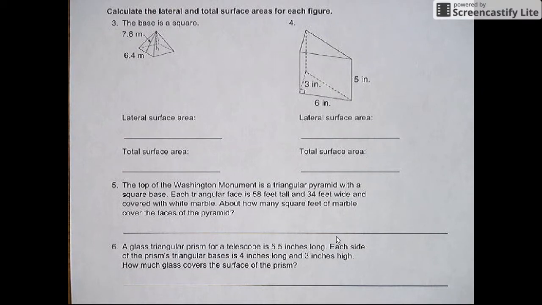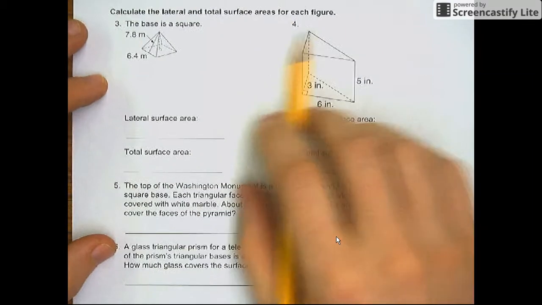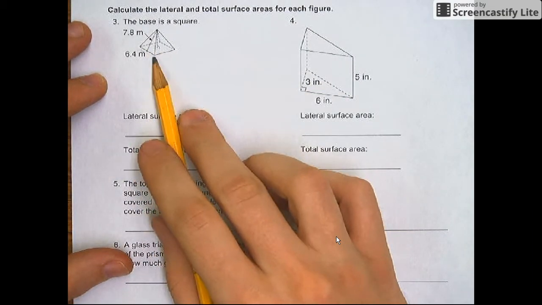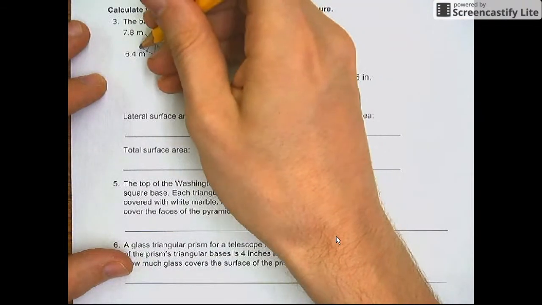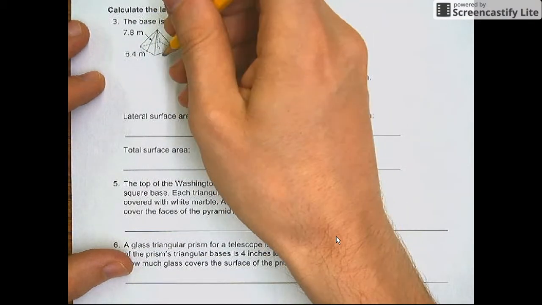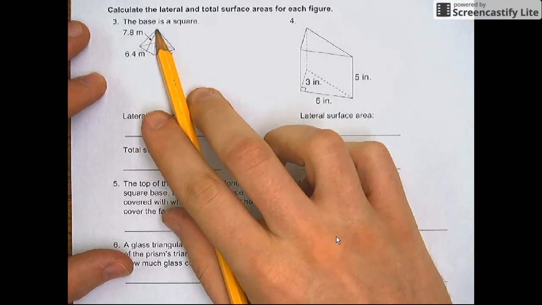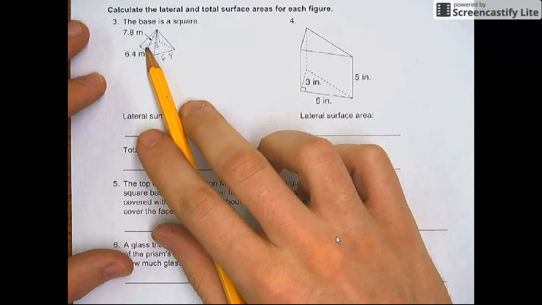Okay, let's take a look at questions 3 and 4 now. We're trying to find the lateral and total surface area for each of these two figures. For my first figure here, I have a square pyramid. Its base measures 6.4 by 6.4 meters. Its height of this triangle here is 7.8 meters.